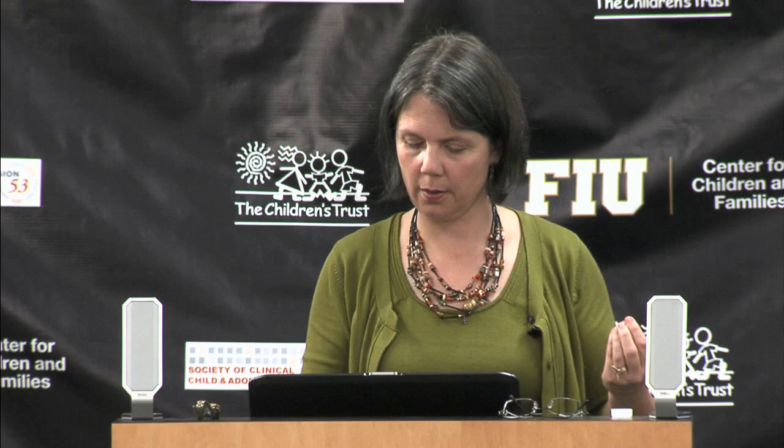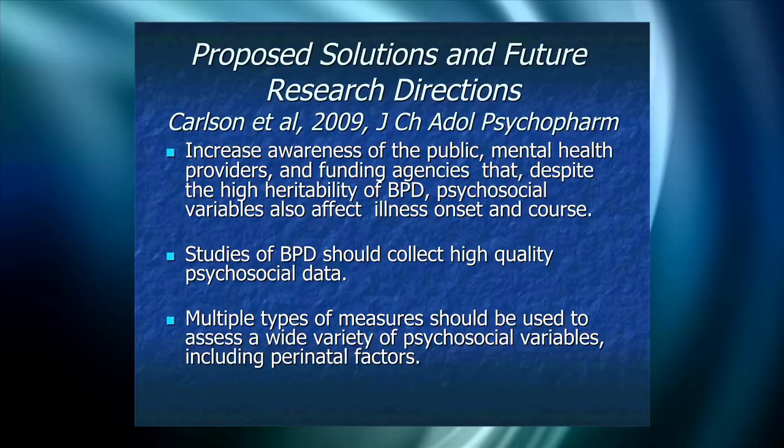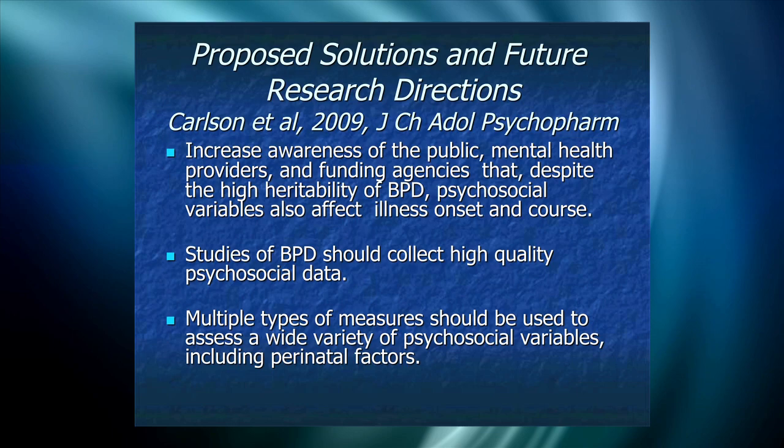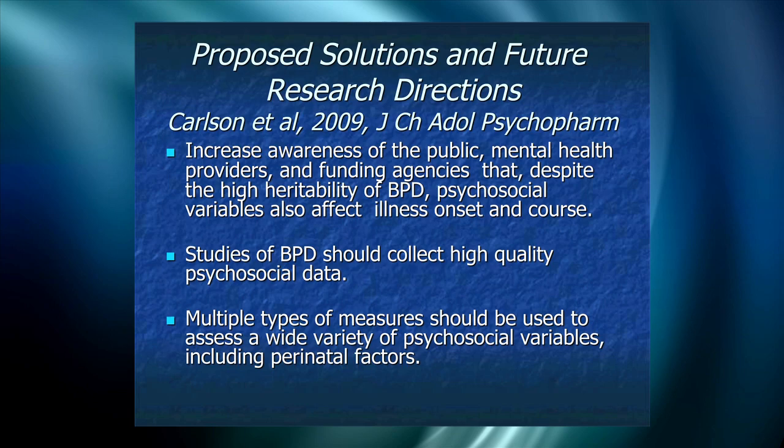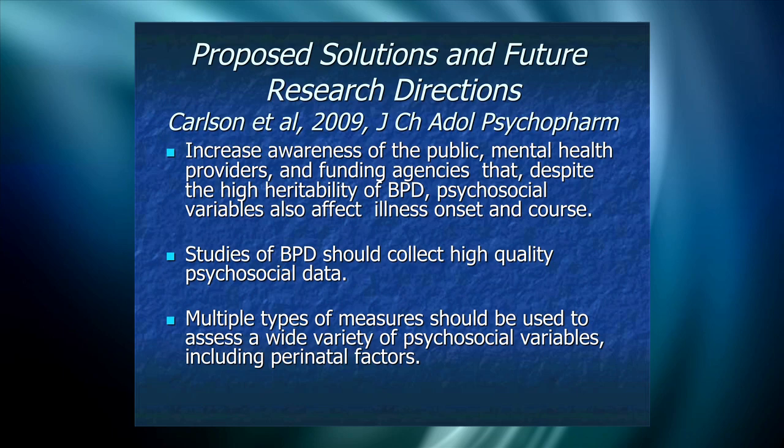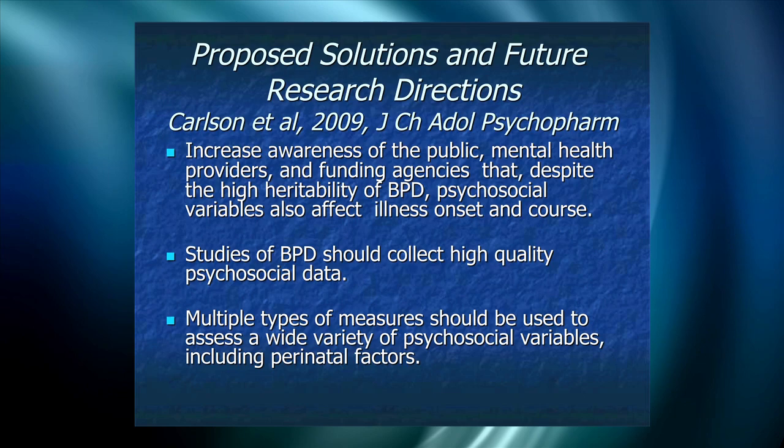We had a research group meeting at the American Academy of Child and Adolescent Psychiatry, a big thought meeting, and then we put that all together into a paper that got published a few years later. In my section, the psychosocial section, the summary points we came to were that we need to increase awareness of the public, mental health providers, and funding agencies that, despite the high heritability of bipolar disorder, psychosocial variables also affect illness onset and course, that studies of bipolar disorder should collect high-quality psychosocial data. We need multiple types of measures to assess a wide variety of psychosocial variables, including perinatal factors. But the notion is that it's really not enough to give the medicine. That alone will not treat the individual with bipolar disorder.